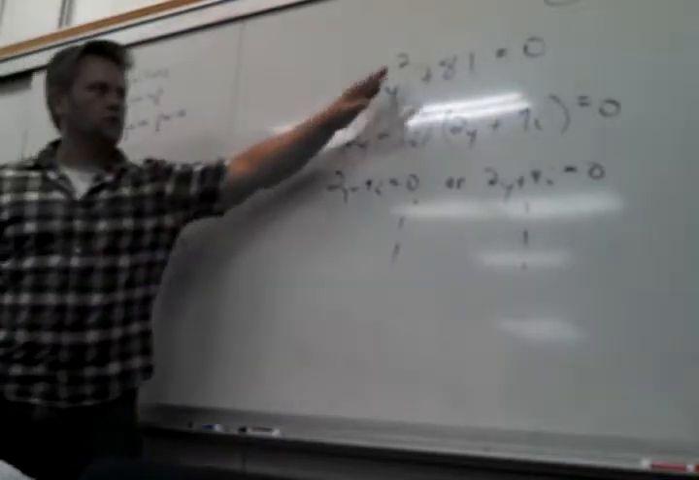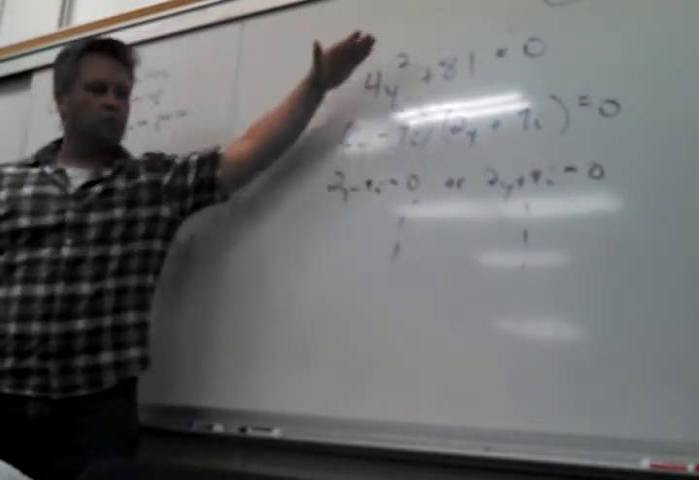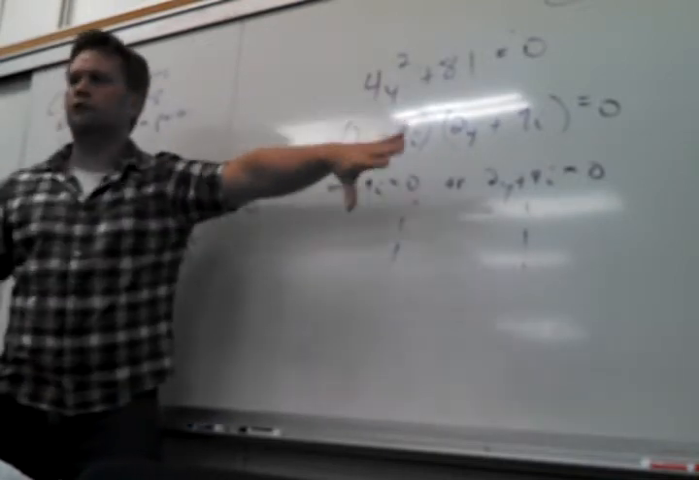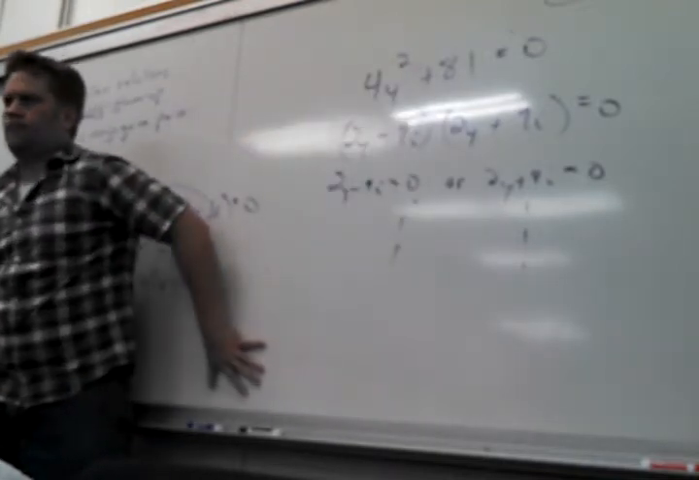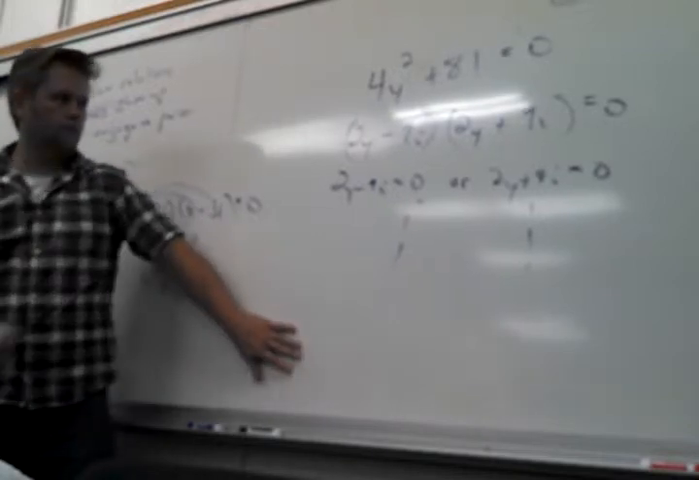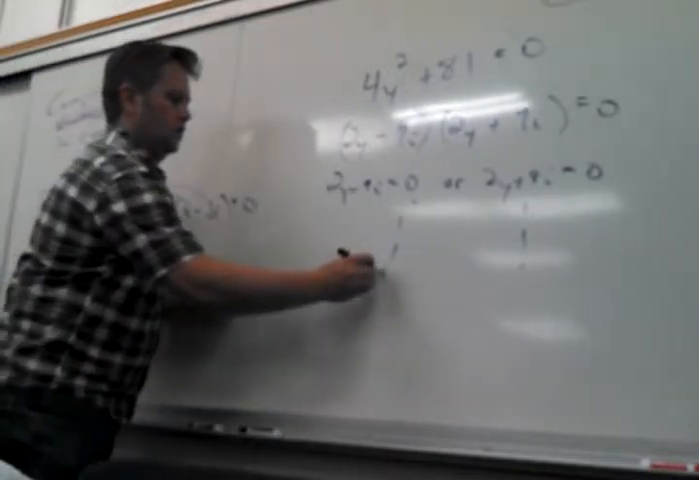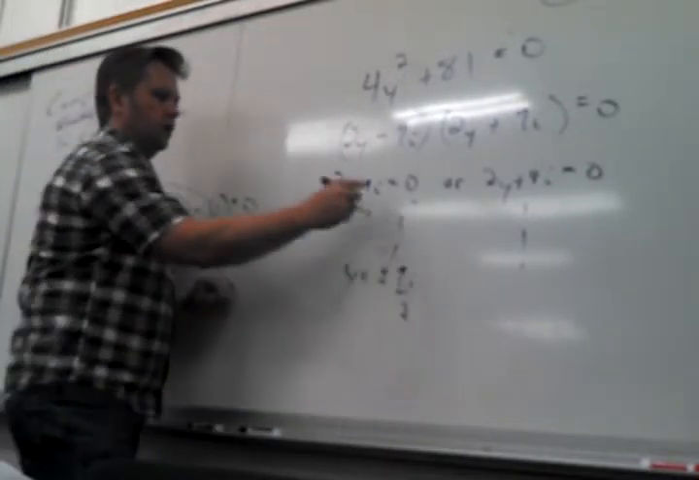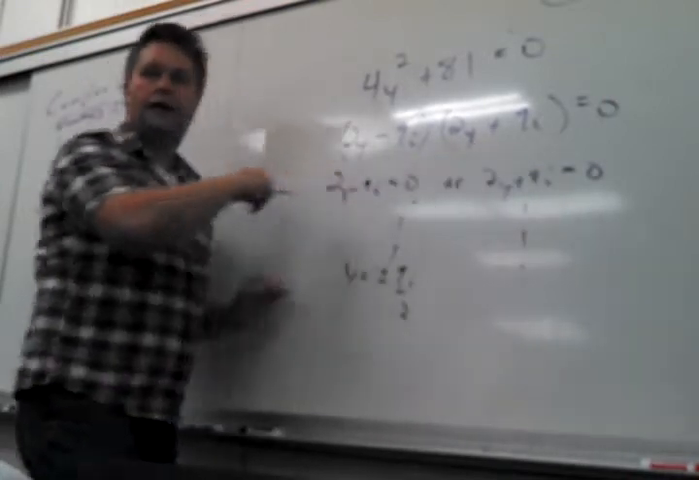We care, though, that there's some weird stuff inside. There's some complex numbers, but the process doesn't care. Factor, set each factor equal to 0, solve. So y would equal plus or minus 9i over 2. So you get positive 9i over 2, then you get negative 9i over 2. Sweet.